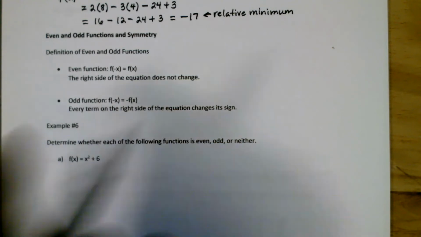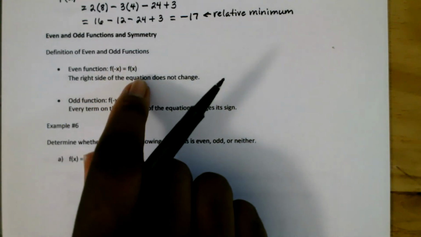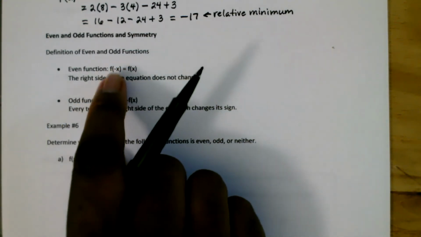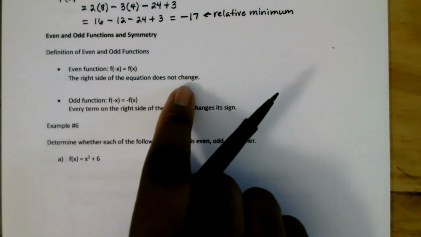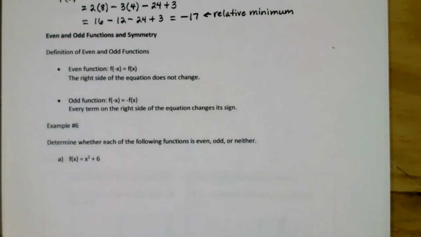So in other words, you're going to be given an f of x function. You want to substitute each x with negative x and simplify. And if the right side of the equation does not change, you have an even function. Now for an odd function.